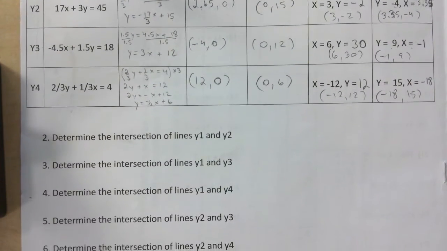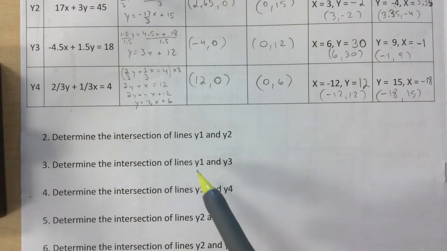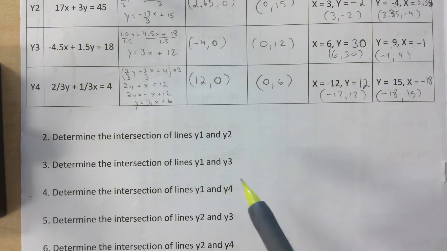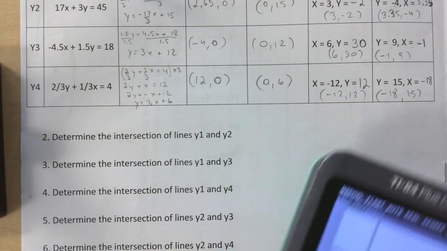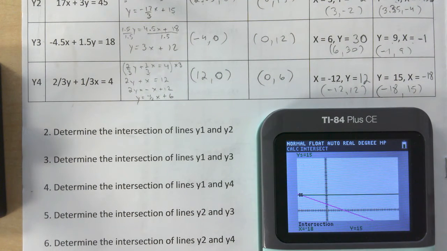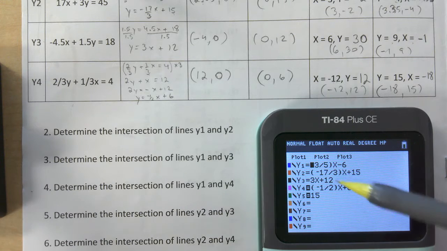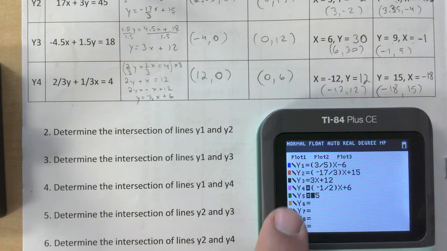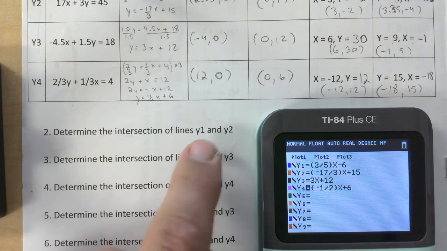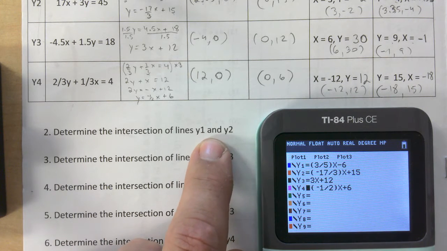Find the intersection of lines y1 and y2, y1 and y3, y1 and y4, and so forth. Okay? So grab your calculators, go to y equals, and they should all be in there right now. I will turn off or clear y5. I don't need y5. Okay, I'm done with it. Clear that. Just have 1 to 4. So which are the two that I'm going to turn on now? 1 and 2, right? Oops. 1 and 2.